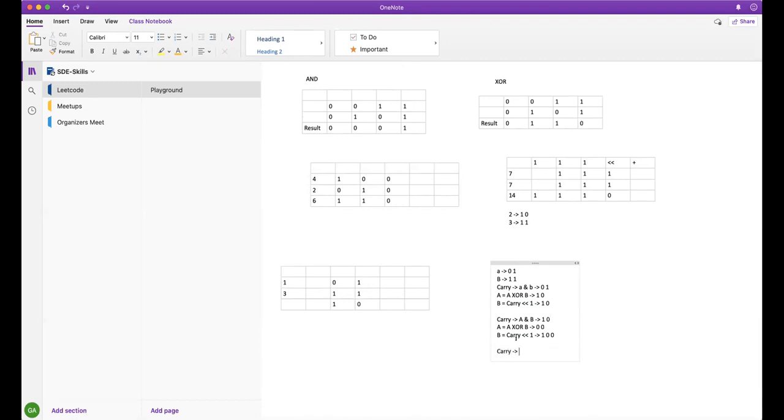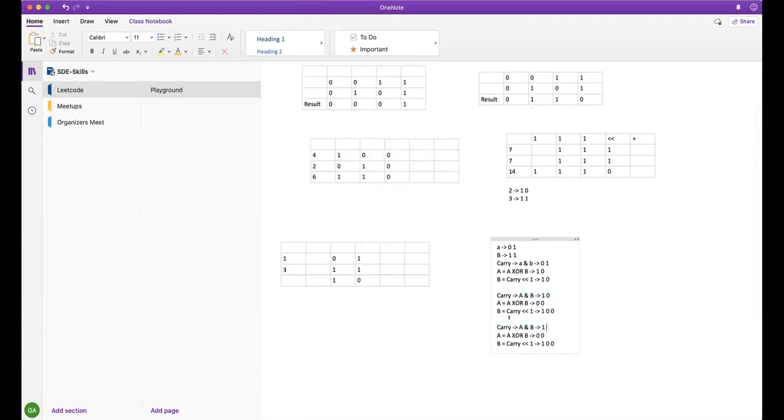A and B. If we take, let me copy this here. What is the carry, A and B? Now A is 0 0 and B is 1 0 0. So it will be 1 0 0 and 0 0. No carry, so it will be 0 0 0. What will be A XOR B? 1 0 0. What should be the B? Carry XOR carry 1 0 0. It will be 0 only, because now our carry is 0.